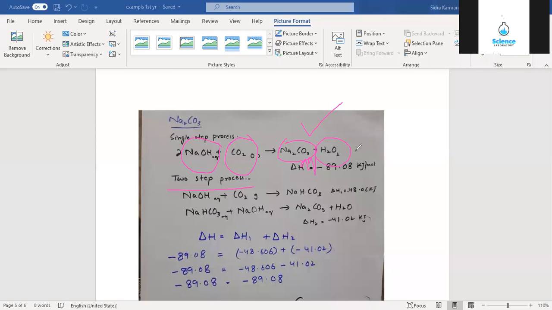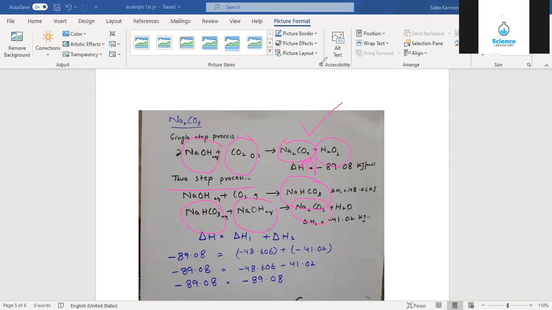If you are making this sodium carbonate by a different pathway, for example, first you are reacting sodium hydroxide with carbon dioxide. First you are forming sodium bicarbonate. By adding H, its name is changed to sodium bicarbonate. Then that sodium bicarbonate reacts with another mole of sodium hydroxide and forms sodium carbonate.